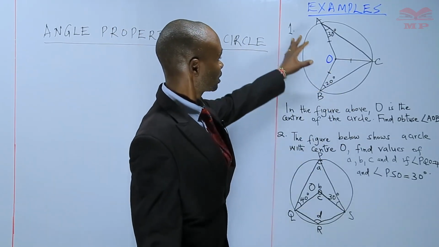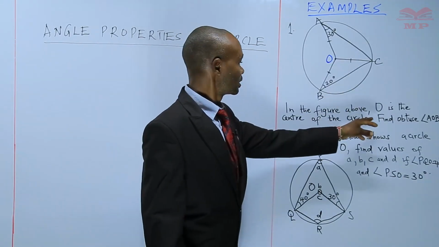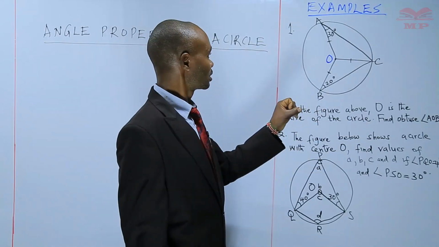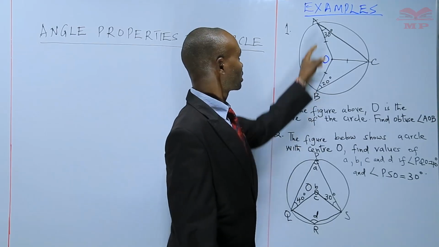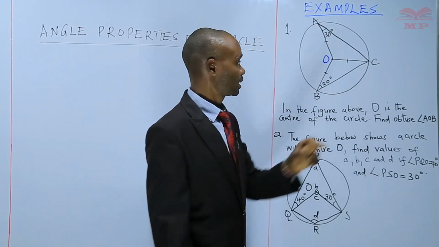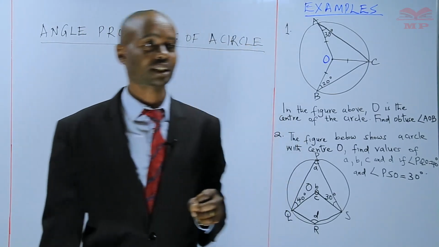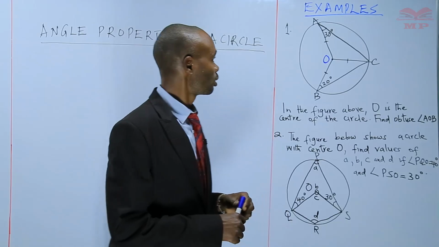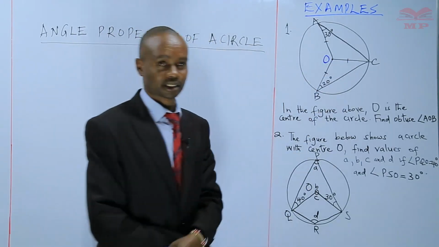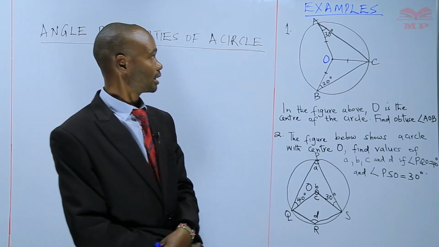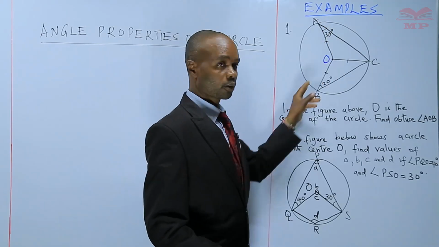In the first question, in the figure above, O is the center of the circle. So you are told to find the value of the obtuse angle AOB. An obtuse angle, you know, is greater than 90 and less than 180. So we shall go straight to what we want to get. If you look at the example, we have that obtuse angle AOB.